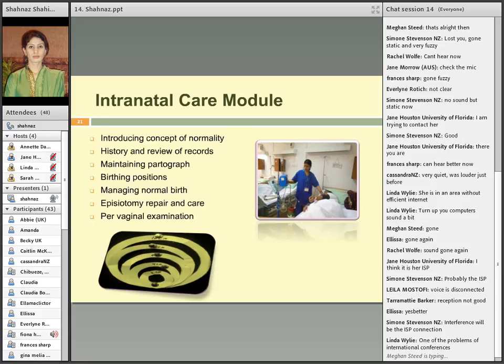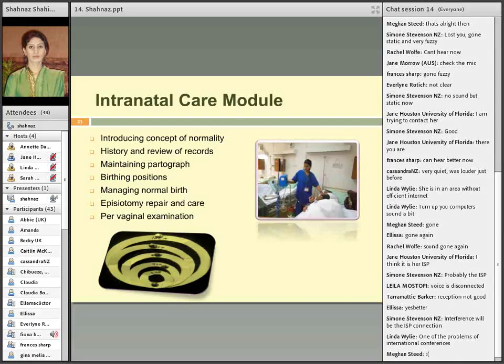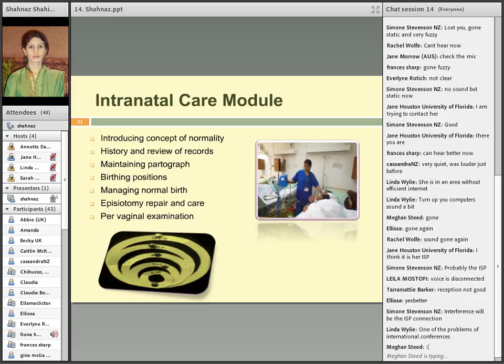And managing, of course, repair and care. Since an episiotomy is given to almost every woman in our part of the world, delivering without an episiotomy is hard for everyone. So again, we try to make them safe not to do it, but if needed, if they are able to do it, it is important. And commonly for vaginal examination.